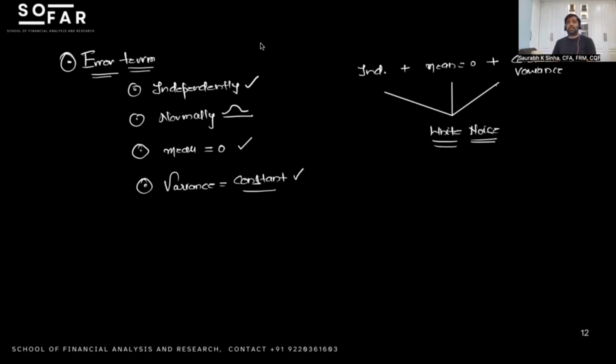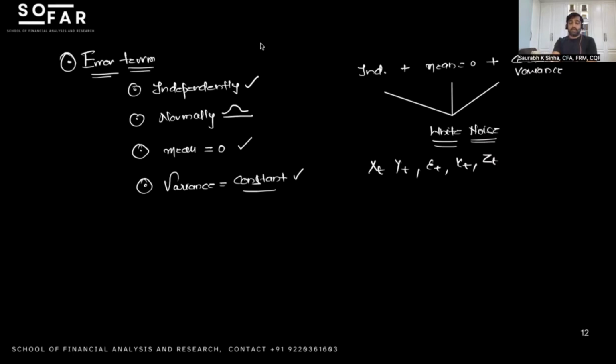Error term could be white noise, but anything on the planet could be white noise. I can write xt could be white noise, yt could be white noise, error could be white noise, zt could be white noise. Any time series could be white noise if it is independent. What is the meaning of the word independent?